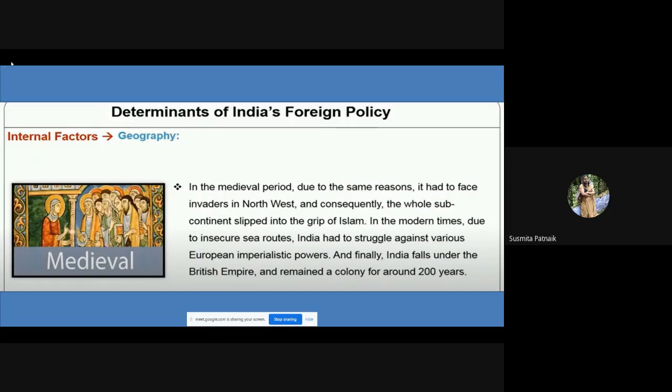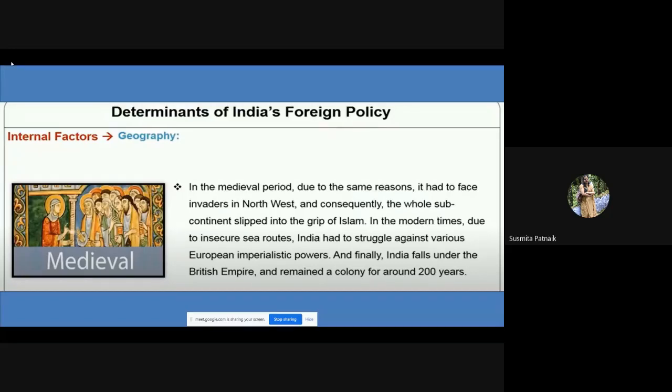In modern times, due to the insecurity of sea routes, India had to struggle against various European imperialistic powers, and finally India fell under the British Empire and remained a colony for around 200 years. So from the ancient period to the medieval period, India faced many problems. It was struggling against different types of invaders, from the northwest, from the tribals, from the Tughlaqs. Generally they were people from Islamic territories.